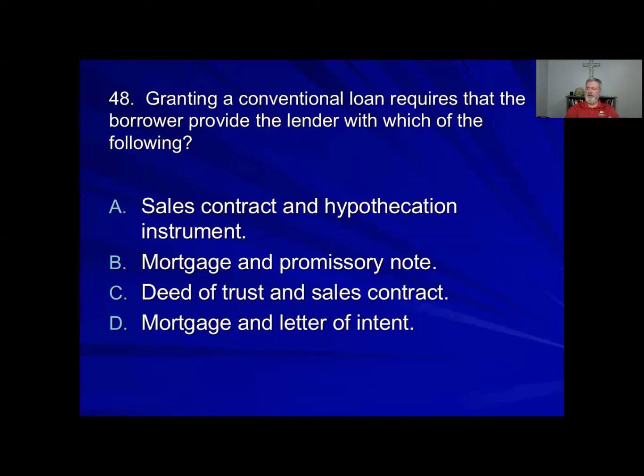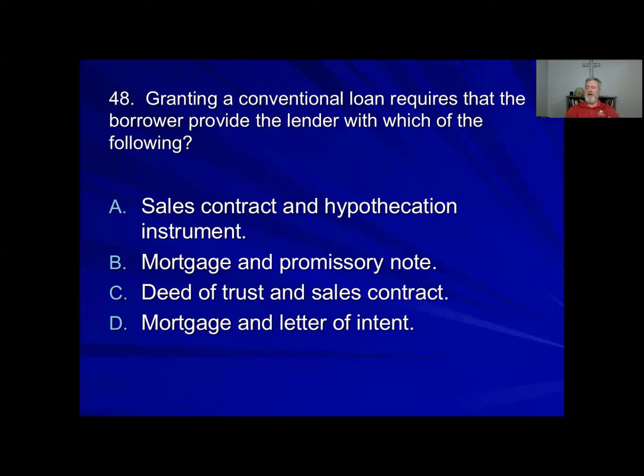But looking at the other one, C says deed of trust and a sales contract. Sales contract is not part of the loan. Okay, it is necessary to get the loan, but it's not part of the loan. There's really three instruments you need to be familiar with. More than likely it will be just two, but in some cases there could be three instruments required in getting a loan: the promissory note, the mortgage, and occasionally, depending on the transaction, a deed of trust. But the sales contract is not one of the documents in borrowing money.